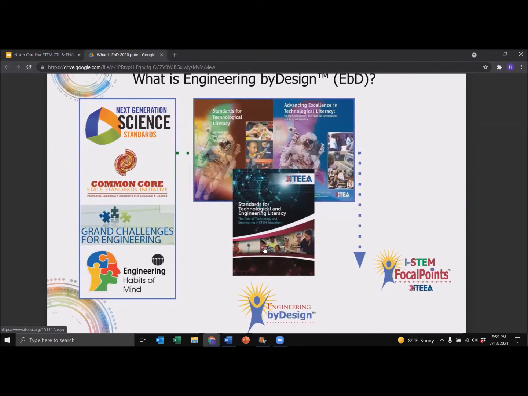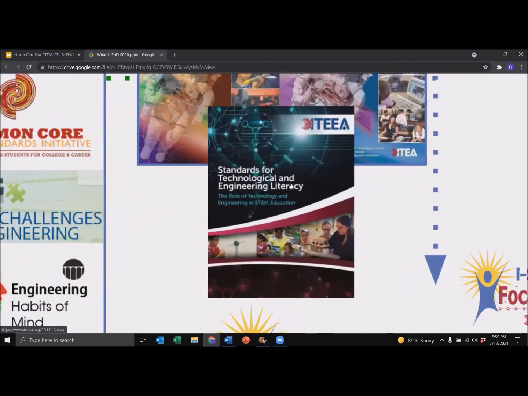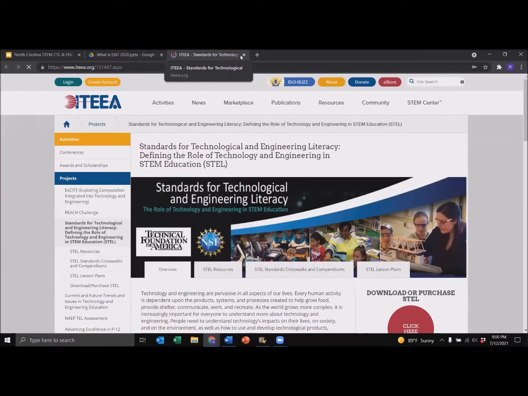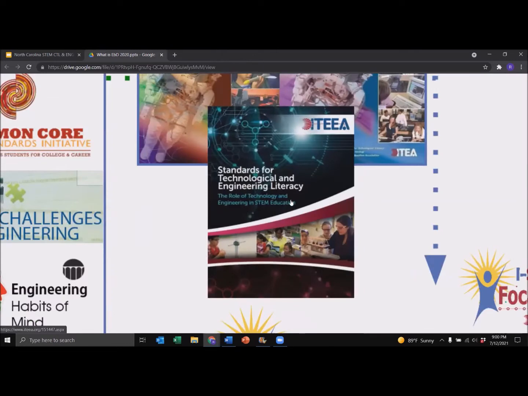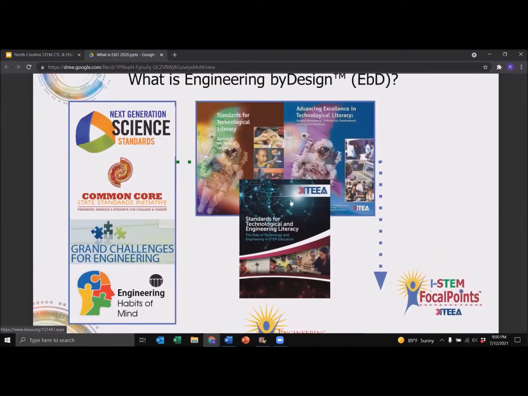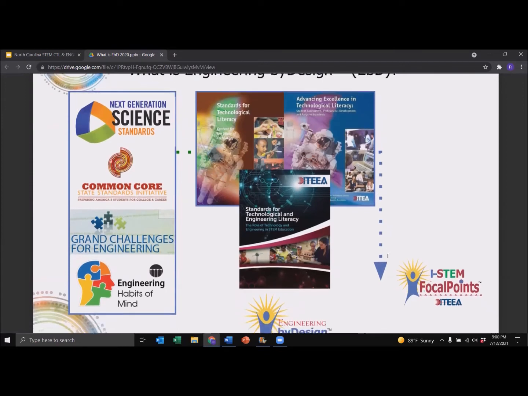Engineering by Design is driven through national and international standards. Our umbrella standard being the Standards for Technological and Engineering Literacy, which is hyperlinked to resources for the standards. Also, we are driven by other national standards such as the Common Core, NGSS, Grand Challenges for Engineering, and Engineering Habits of Mind.